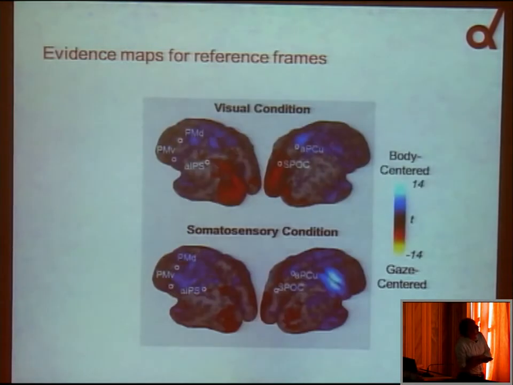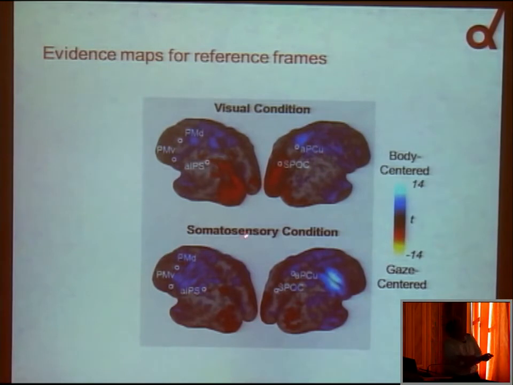Yeah, that's what we did. And the results are shown here. So here I show you eye-centered or gaze-centered coding in the warmer colors, and body-centered coding in more cooler colors. I show you this for the visual condition, in which you grasp visual blocks, and for the somatosensory condition, in which you grasp your hand, opposite side.